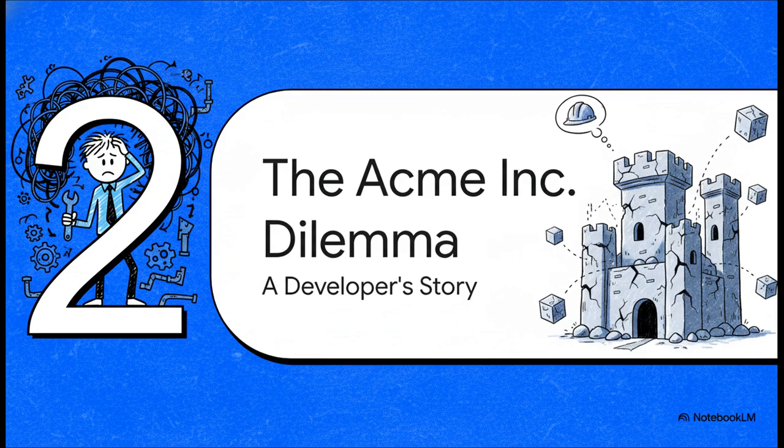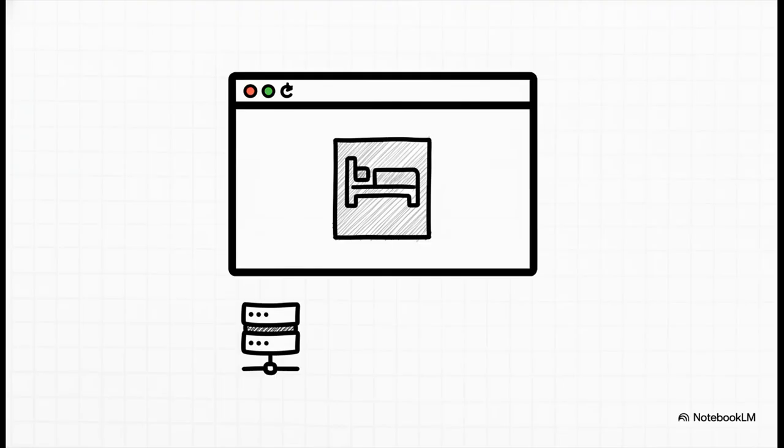To really see how this plays out in the real world, let's follow the story of a developer. We'll put her at a hypothetical company we can just call Acme Inc. So our developer's journey begins with a really simple, elegant idea. A web app to just list the local hotels. That's it. The code was clean, it was straightforward, totally manageable. It ran on one server and it did its one job absolutely perfectly.